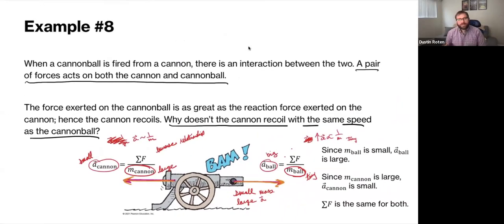Okay? So that's why it comes down to the inertia. That's why even though they have the same forces acting on them, the ball's going to go further, less inertia. The cannon itself is not going to go as far because it's more inertia. But it's important to remember that the sum of the forces is the same for both.